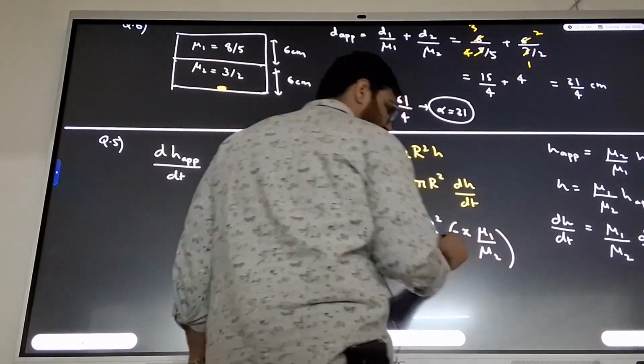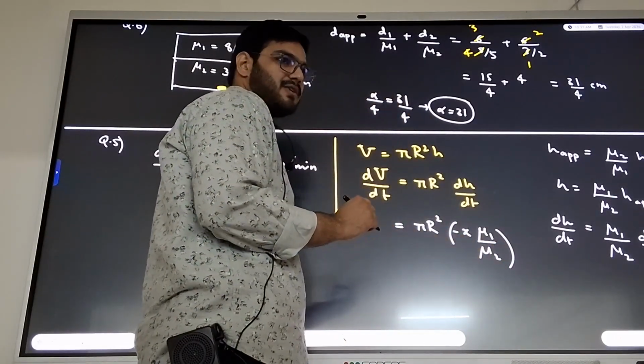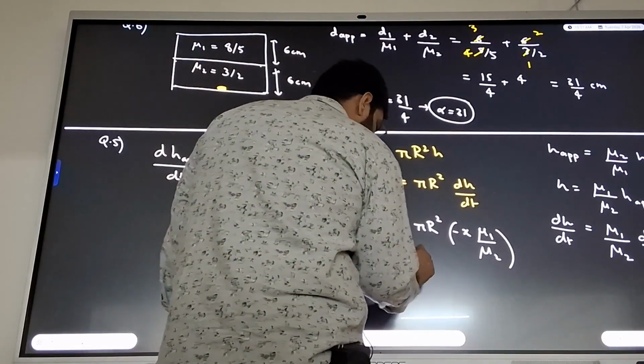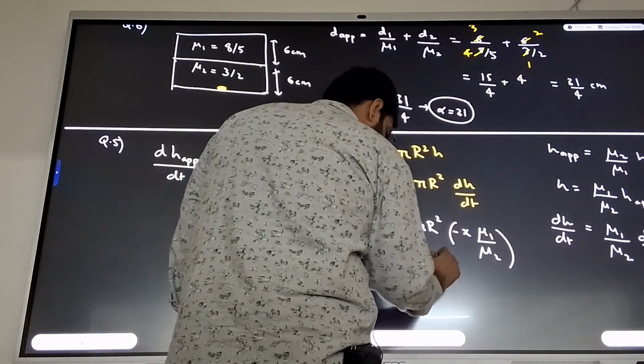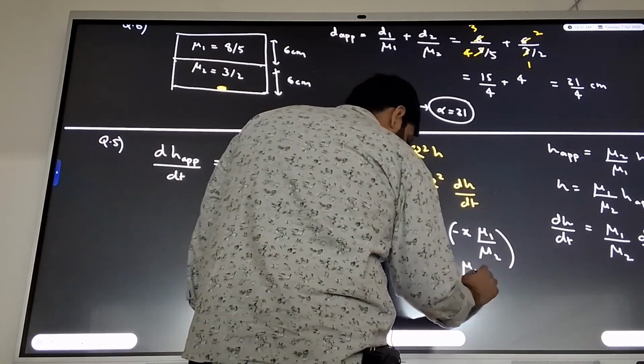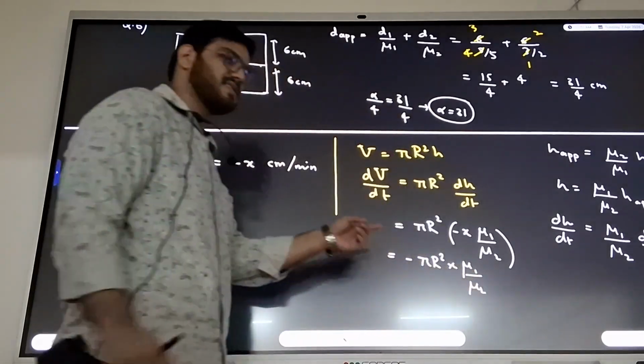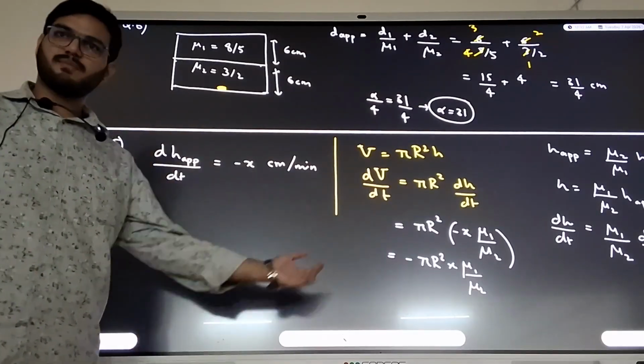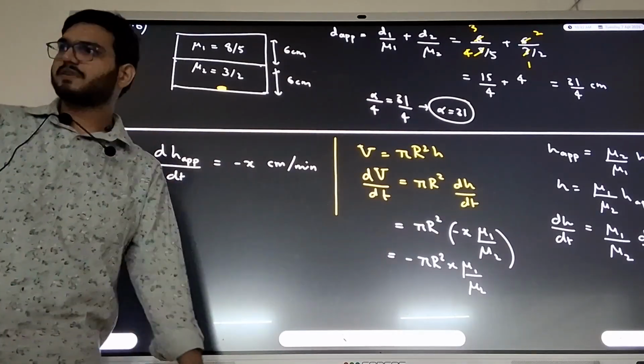I think in the question they have written in terms of n1 by n2, na? चलेगा और तुम लोग कर लोगे? Then what is this equal to? Minus pi r square x mu 1 by mu 2. Why did I write a negative sign here? Decreasing. Because the volume is decreasing with time. Does it make sense to you? Whatever we did?